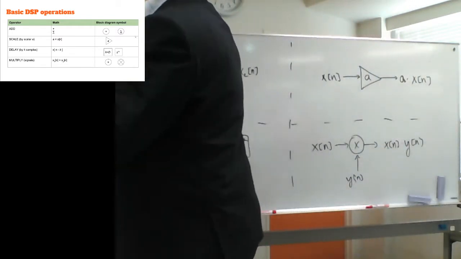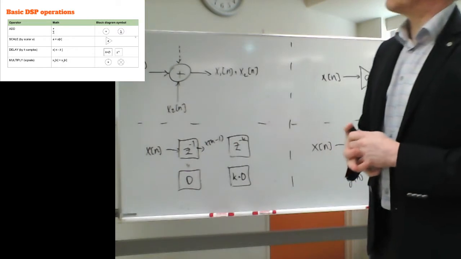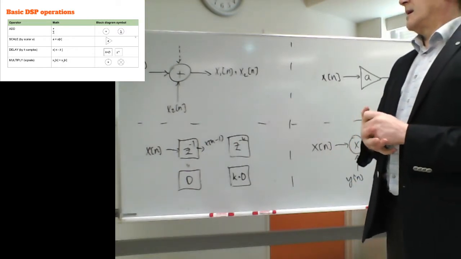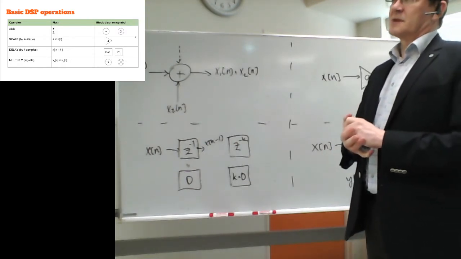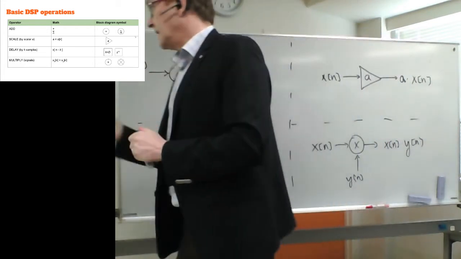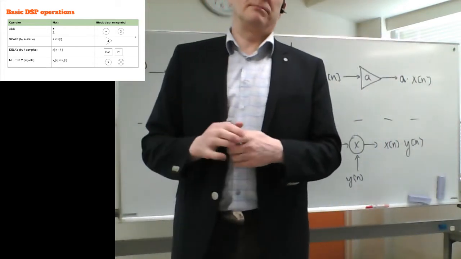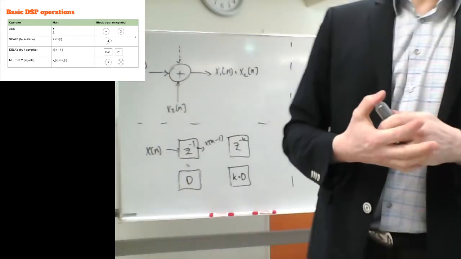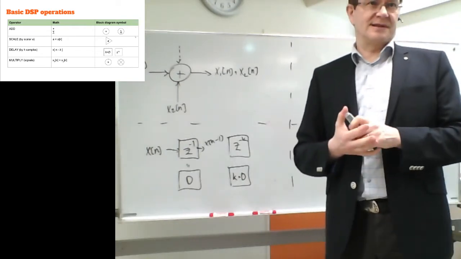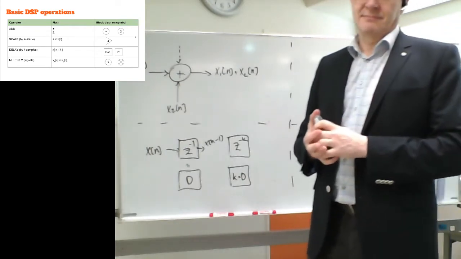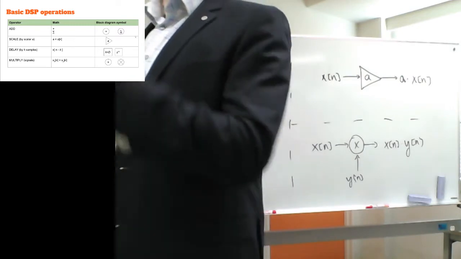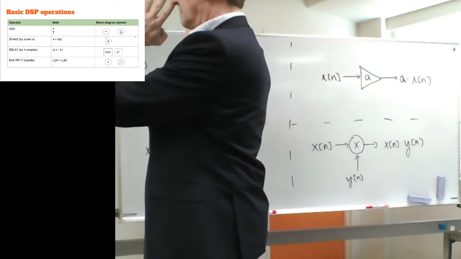Okay, so those are the basic DSP operations. Most of the subsystems can be described like that. For example, if you are building a digital control system, a controlling system, you can build it using those.